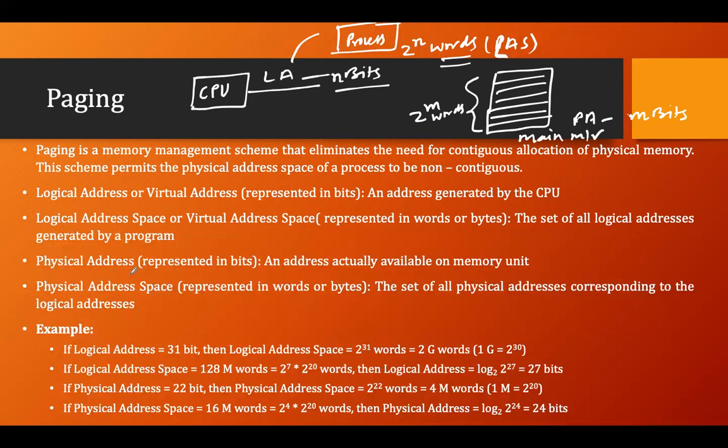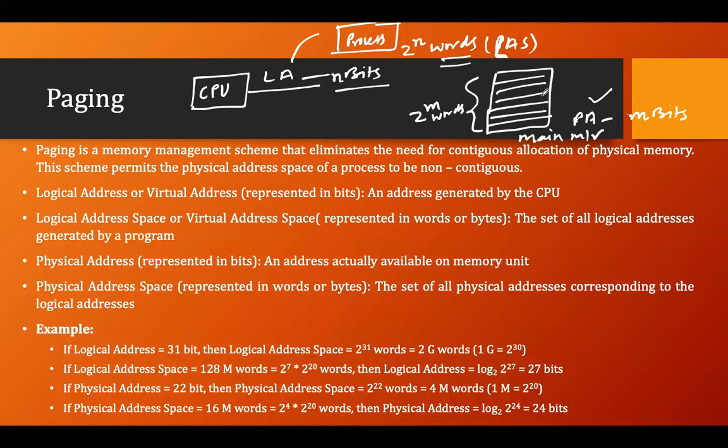Physical address. What is a physical address? It is represented in terms of bits. It is an address actually available in the memory unit. So here we have the memory unit, in which whatever address we see is in the form of a physical address. Now, what is physical address space? It represents, in words or bytes, the set of all physical addresses corresponding to the logical addresses. So corresponding to the logical address, whatever physical address space we have, that is the physical address space we are getting.